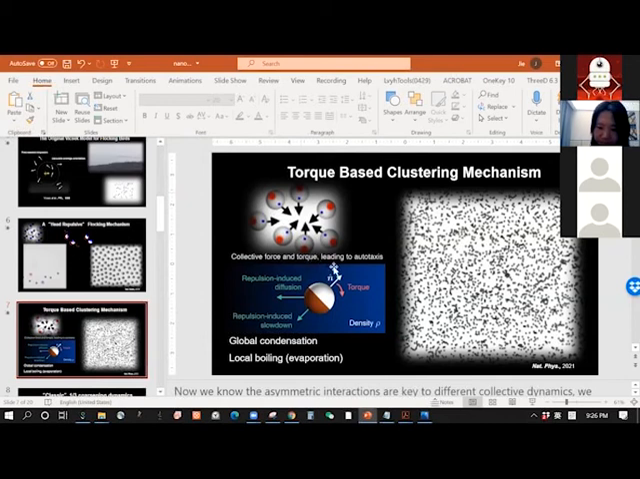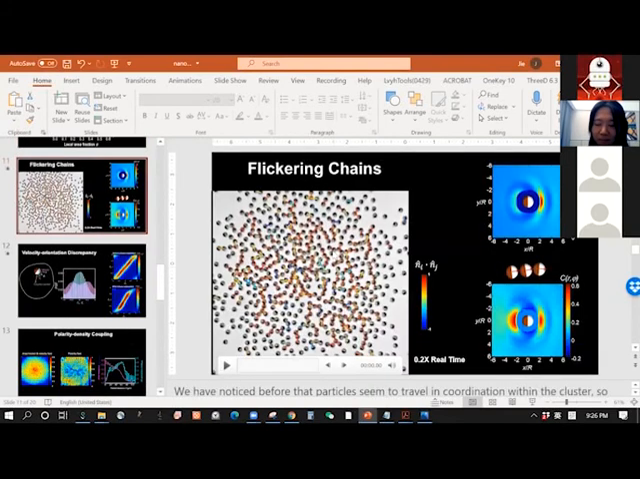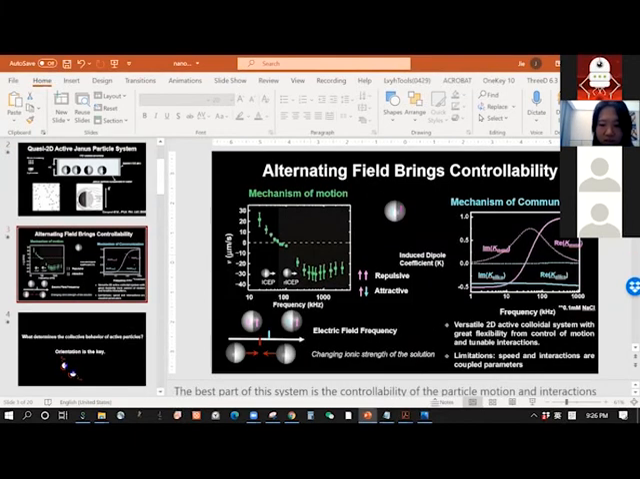I see, but how do you experimentally realize this? Like a special material or different? So that is tuned by the frequency of the electric field together with the ionic strength of the solution. Because by tuning the frequency, we can tune the induced dipoles of the particles and therefore the interactions between the particles. I see. Yeah, I missed the introduction parts.